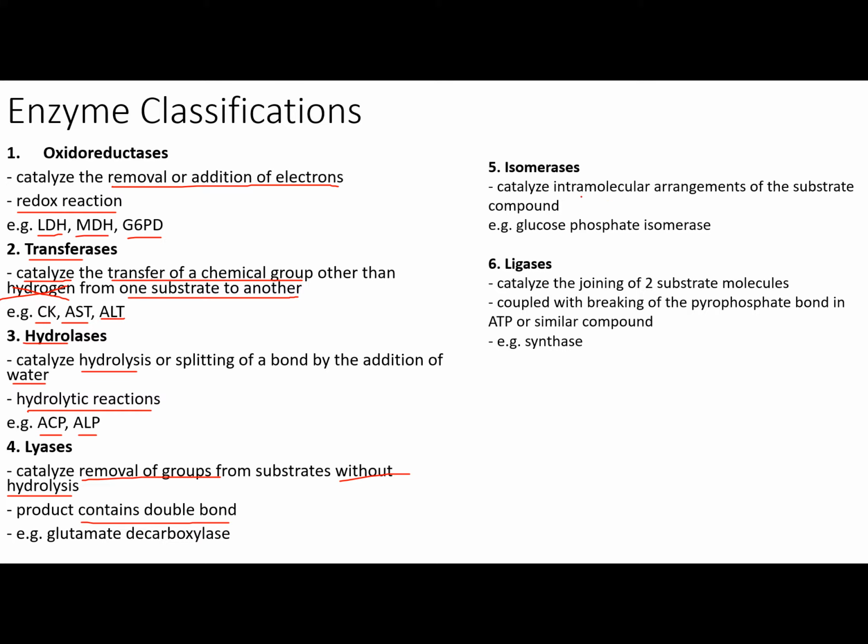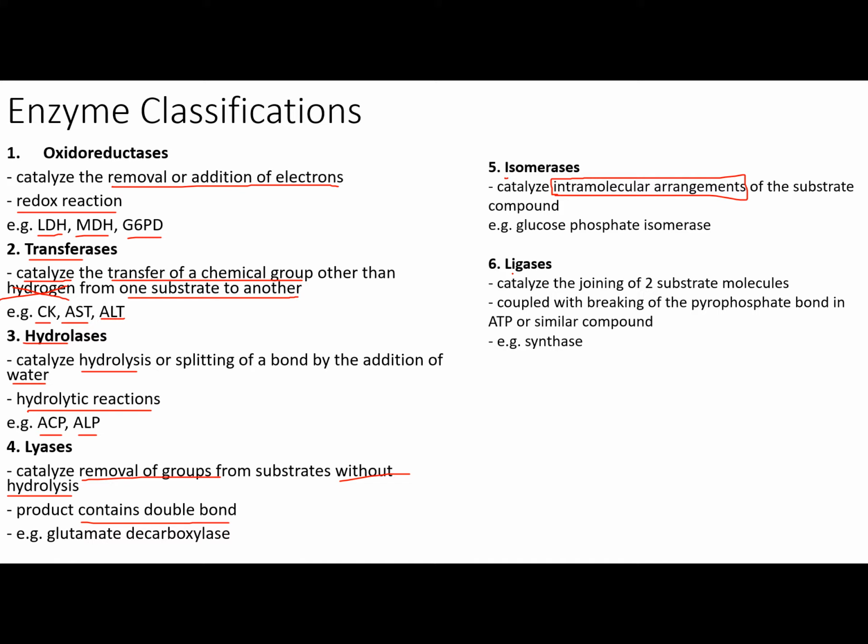Then the fifth classification, class, is your isomerases. Isomerases catalyze intramolecular arrangement of the substrate compound. An example of an enzyme belonging here is your glucose phosphate isomerase. So the thing you need to remember about isomerases, class, is the intramolecular arrangement. That's the keyword there if you want to memorize it. In isomerases, there's the letter I in isomerases and the letter I in intramolecular. So that's one way you could memorize that.